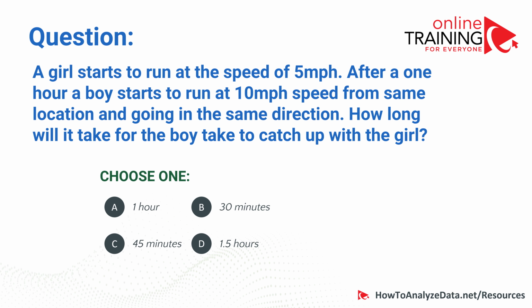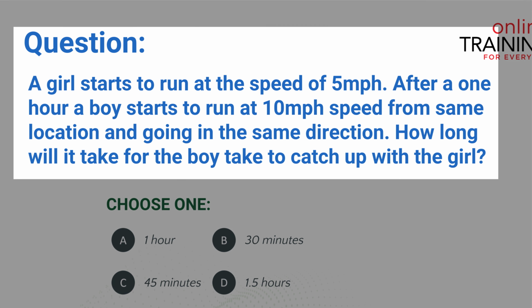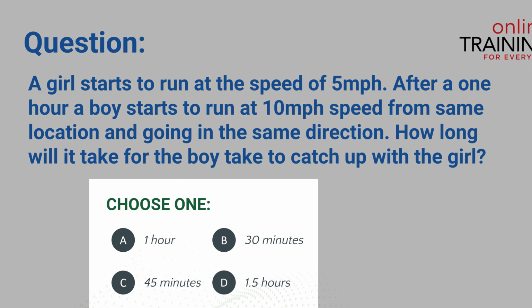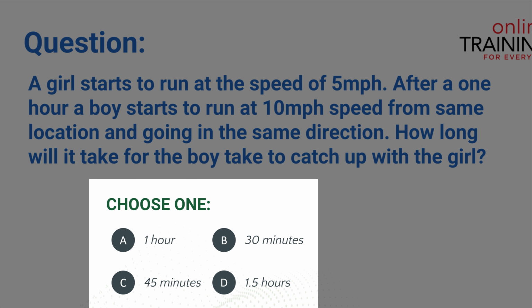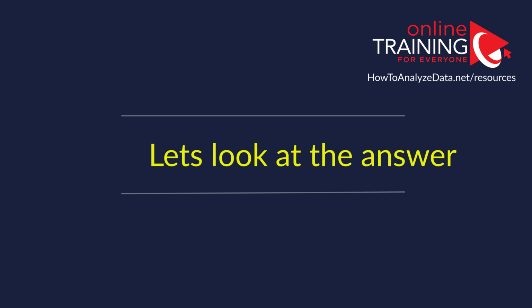Now let's look at the question, which tests your knowledge of numerical reasoning. A girl starts to run at the speed of 5 miles per hour. After 1 hour, a boy starts to run at 10 miles per hour speed from the same location and going in the same direction. How long will it take for the boy to catch up with the girl? And we have four choices here: 1 hour, 30 minutes, 45 minutes, 1.5 hours. What do you think is the right choice?